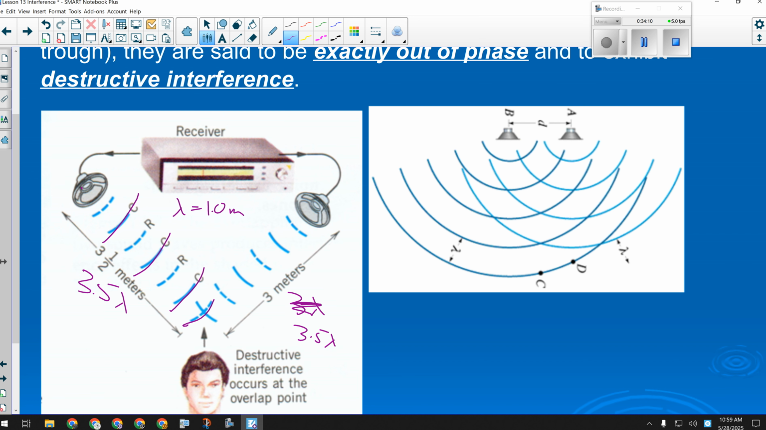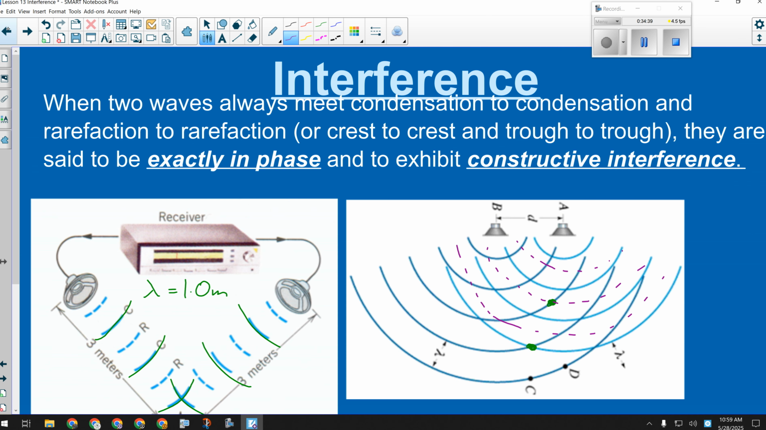The key that determines whether you have constructive interference or destructive interference is how many wavelengths travel to the observer from each speaker. If I subtract these two numbers and I get a whole number, or 0, then they're meeting in phase. But if I backed this speaker up, let's say we go back to this first situation here. If I back this speaker up to 5 meters and left this one at 3, would I hear loud or quiet?